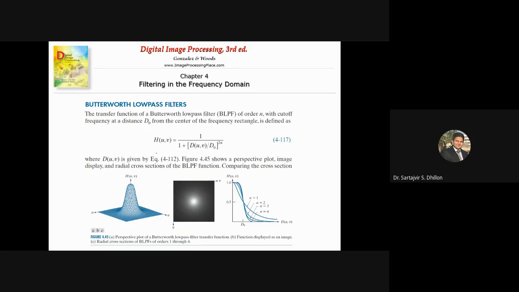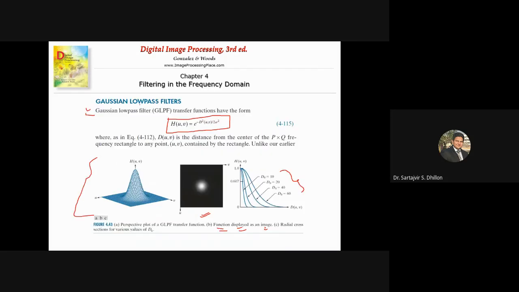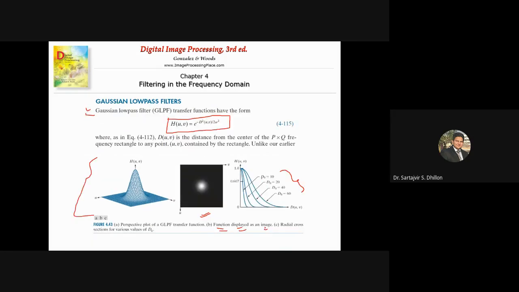The third one is the Butterworth filter, in which the order is also an important factor along with the cutoff frequency. Here you can check these graphs, which are important when you are comparing these three low pass filters: ideal, Gaussian, and Butterworth. Please go through these output plots and see how they change with respect to the different values, this one with respect to the order, and this one with respect to the cutoff frequency.